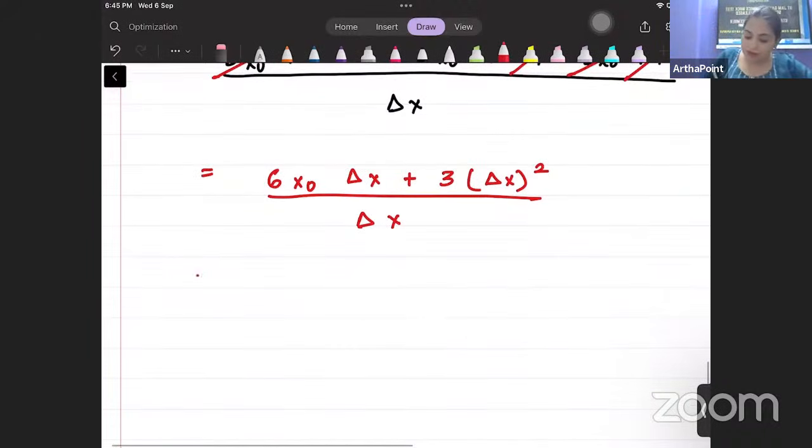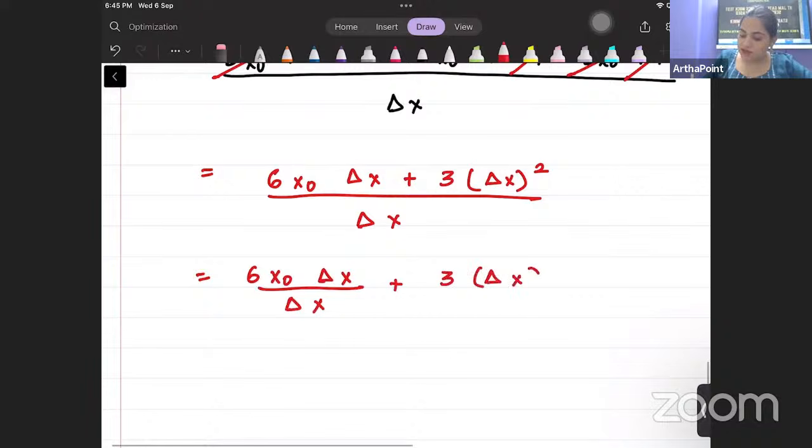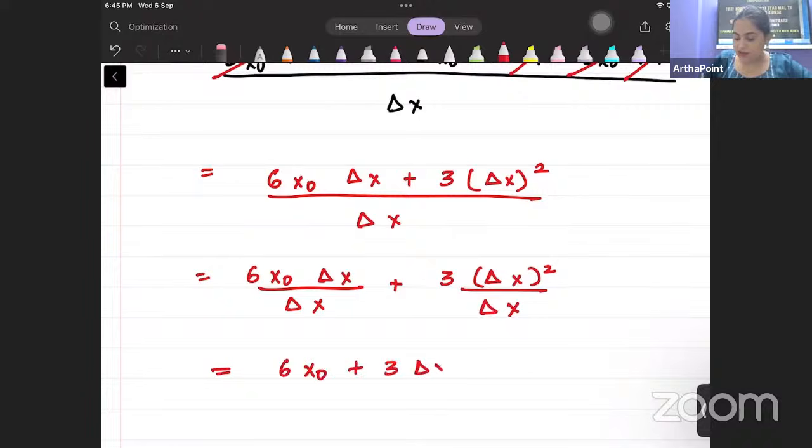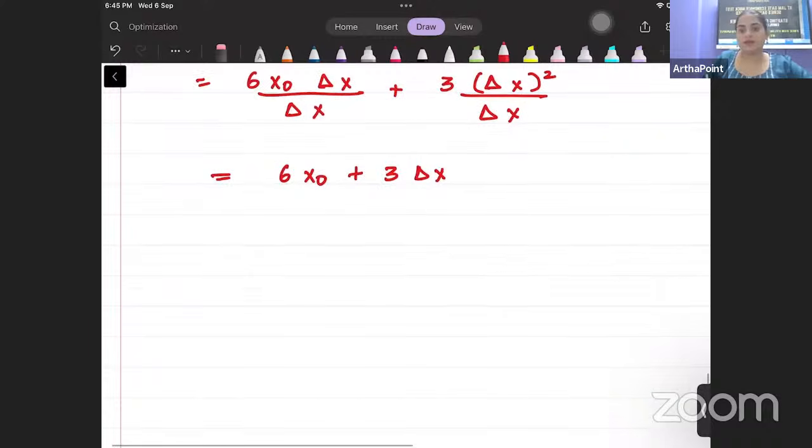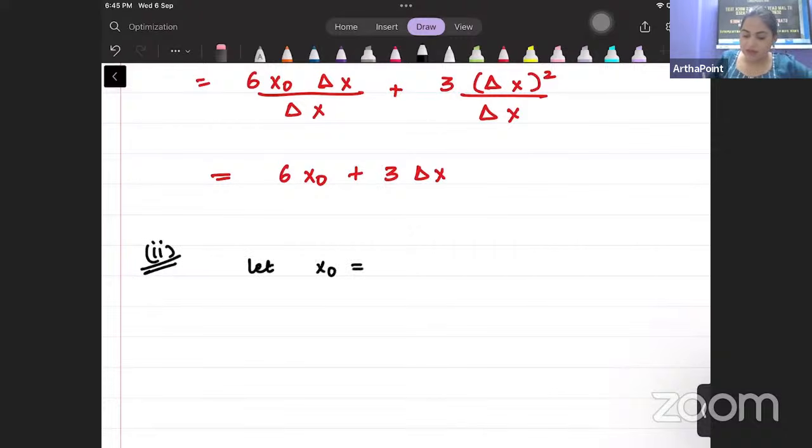ठीक है बेटा? तो अब क्या कर सकते हैं? इसको थोड़ा और ओपन कर लेते हैं. 6x naught change in x upon change in x plus 3 change in x whole square upon change in x. So beta, this will be 6x naught plus 3 change in x. Now, beta, write down the second part to this question. So now you're given that let x naught be 3 and let the change in x be 4.